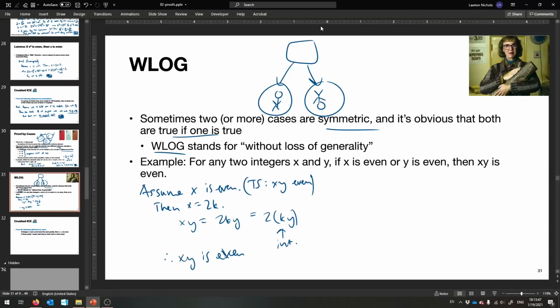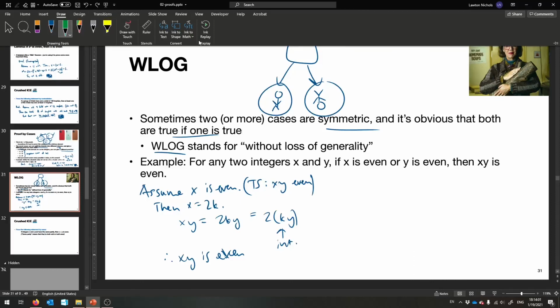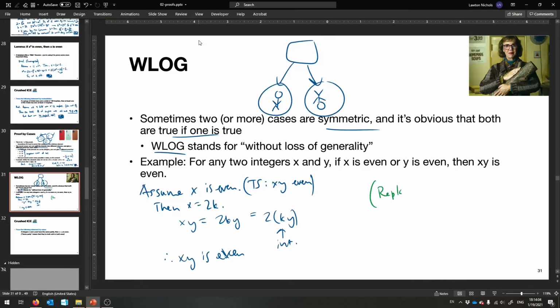I think you can see that if I just replaced x with y, and y with x, I get the same proof, okay? So let me just write that over here for posterity's sake. Swapping x and y in the proof on the left proves the case for y, the case where y is even. So we don't need to give it.